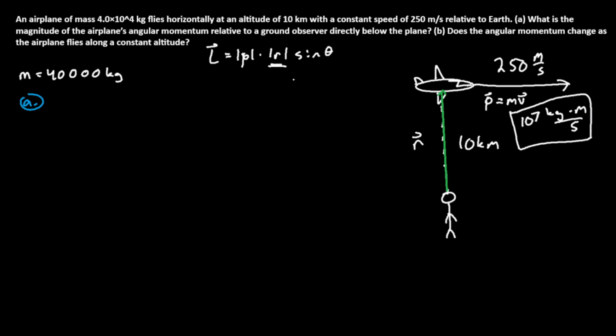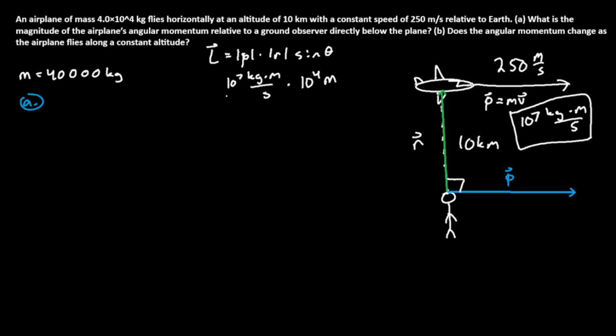Okay, well, the magnitude of r is just 10 kilometers. So we have your 10 to the power of 7 for the momentum, and we have your distance from the axis of rotation in the plane, which is 10 to the power of 4 meters. Now all we need is the sine of the angle between them. Since the momentum is traveling straight horizontally, we can draw another horizontal vector, and this vector represents your momentum. Since this distance vector is straight up and this momentum vector is straight to the right, the angle between them is 90 degrees.